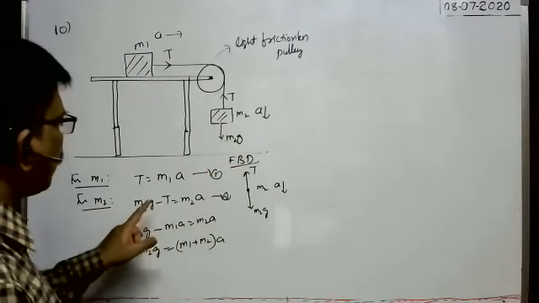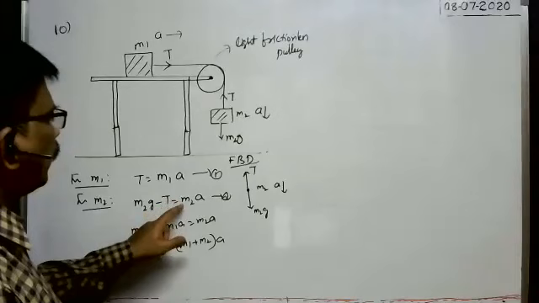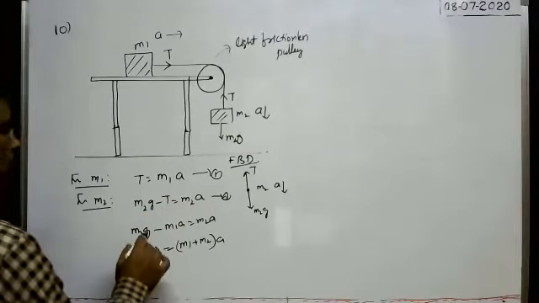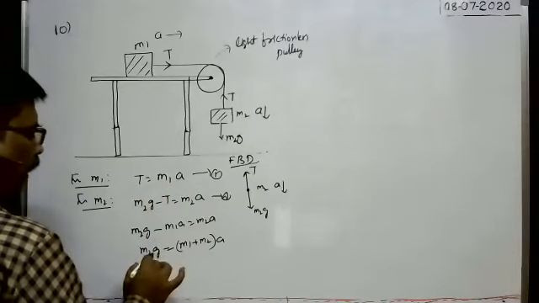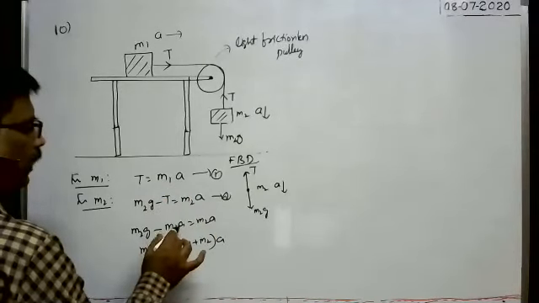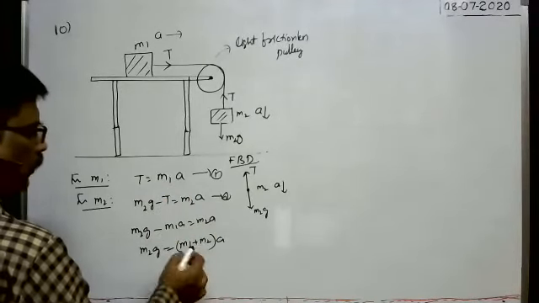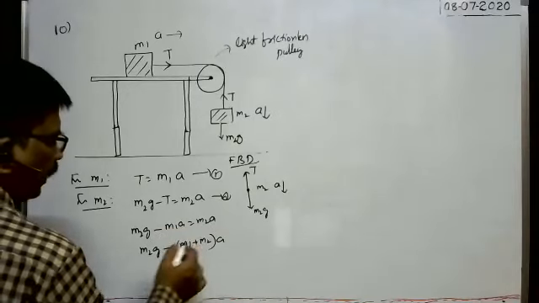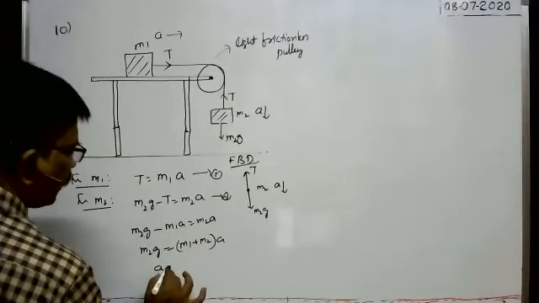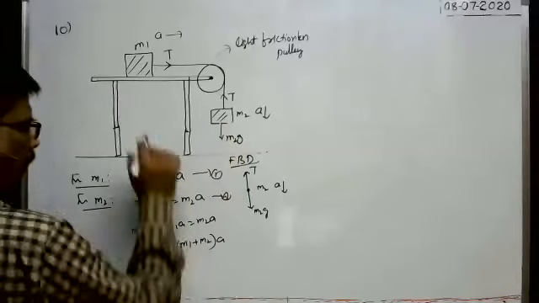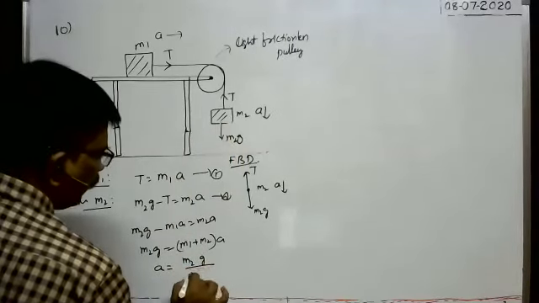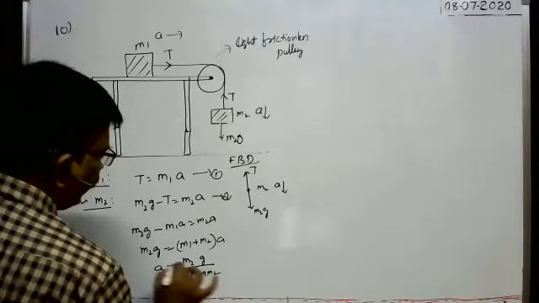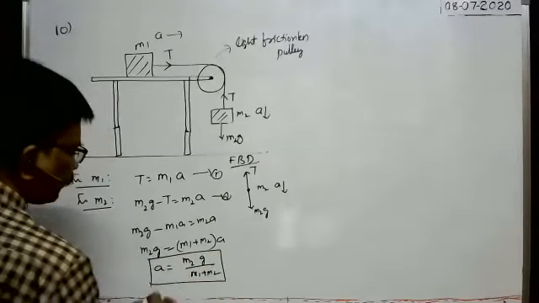So net force in the downward direction is equal to M2g minus T. That is equal to M2 into a. Or M2g minus T, with T written as M1a, is equal to M2a. Or M2g is equal to, you bring this M1a to the right, then it becomes positive, so (M1 plus M2) into a when you take a common. Therefore, the acceleration of each block, this block or this block, is equal to M2g by (M1 plus M2). It is the acceleration of the block.